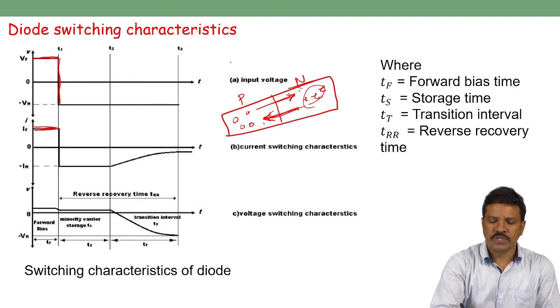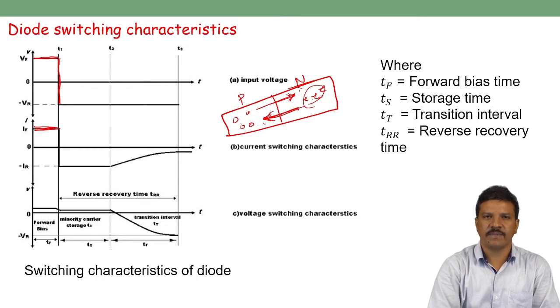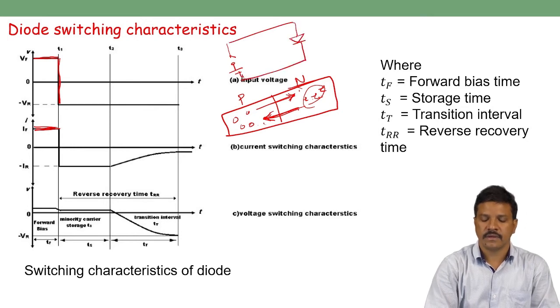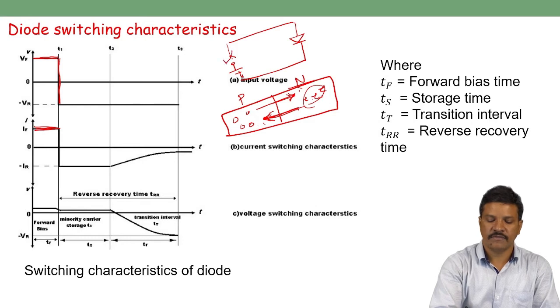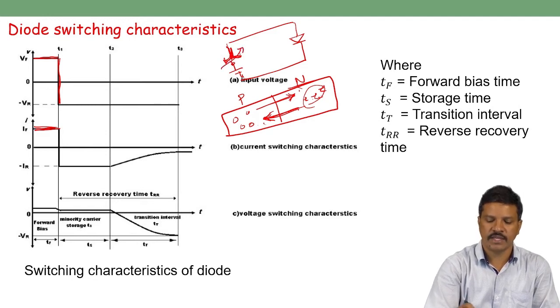Now, we switch this from a forward bias to a reverse bias connection. For example, this is the switch. Initially it is in forward bias. Immediately, I am opening this switch.